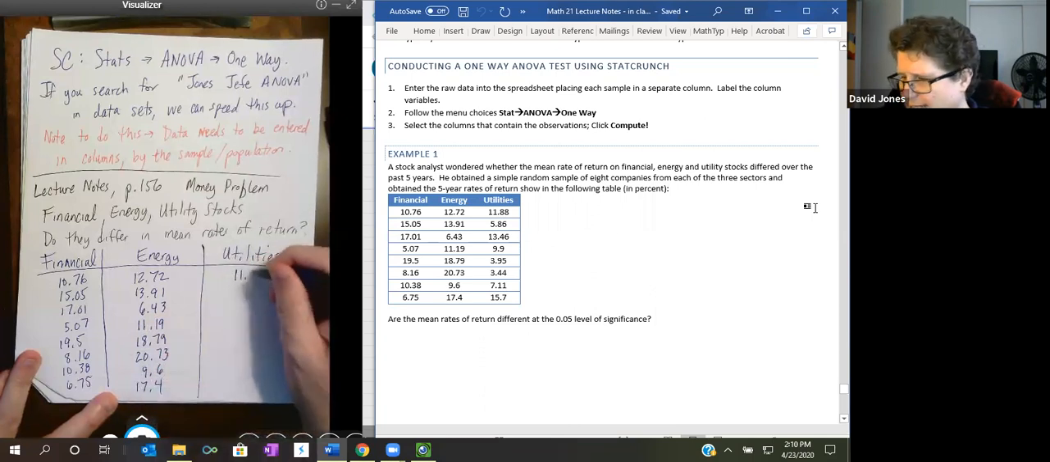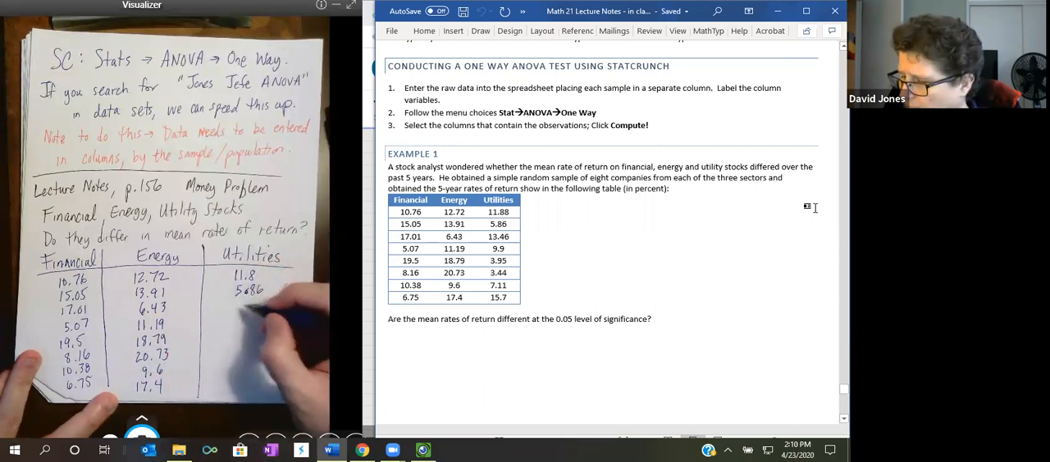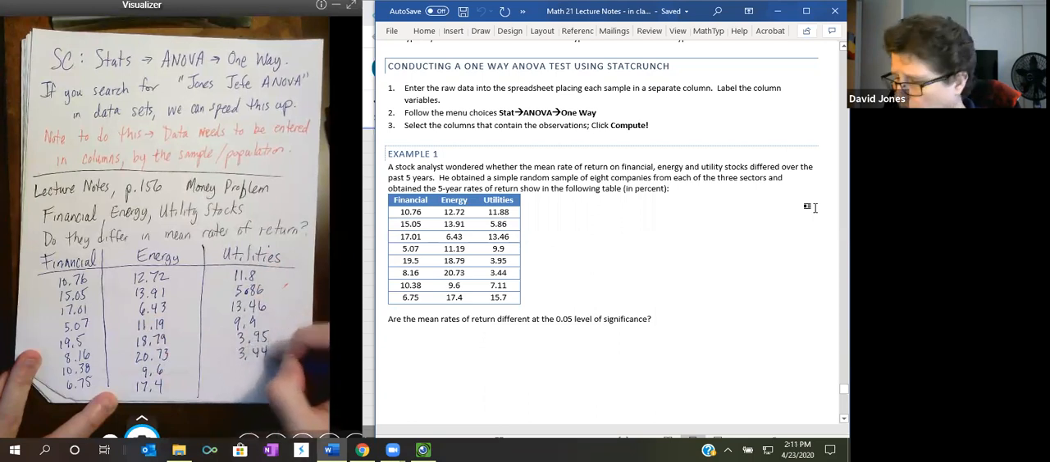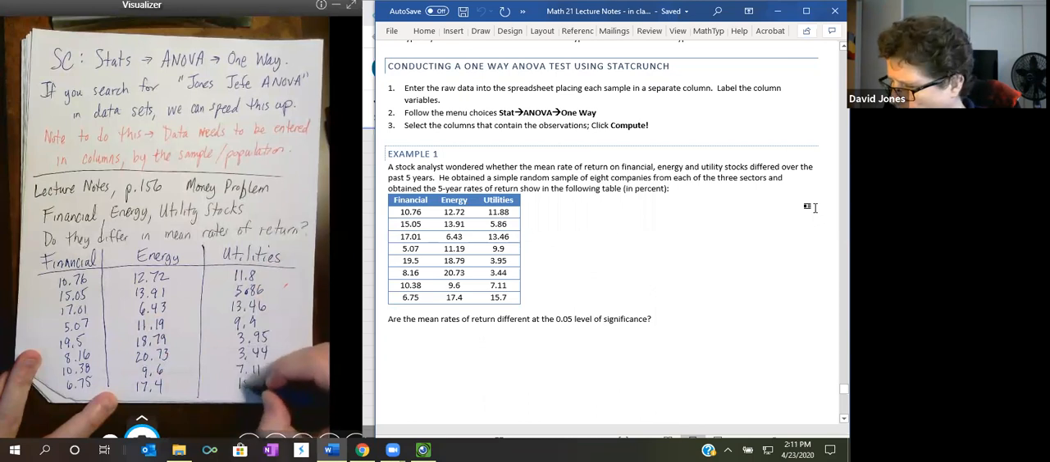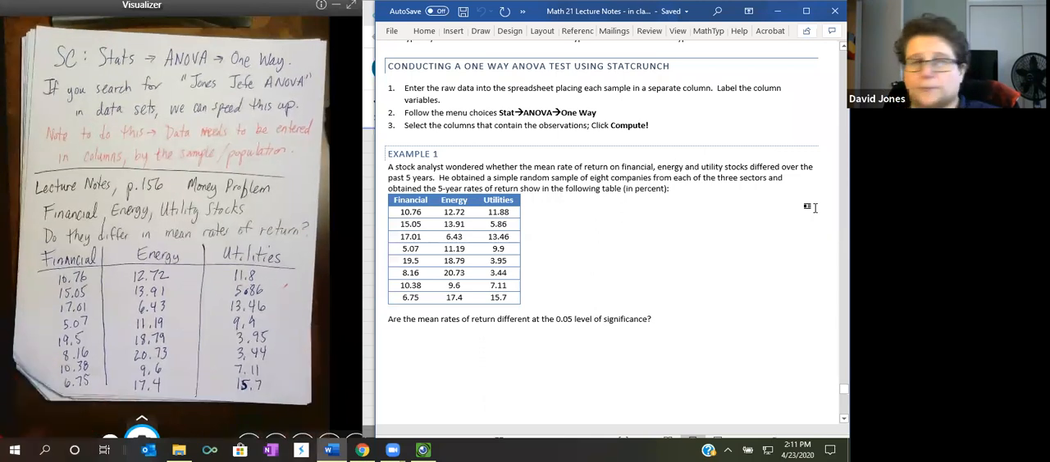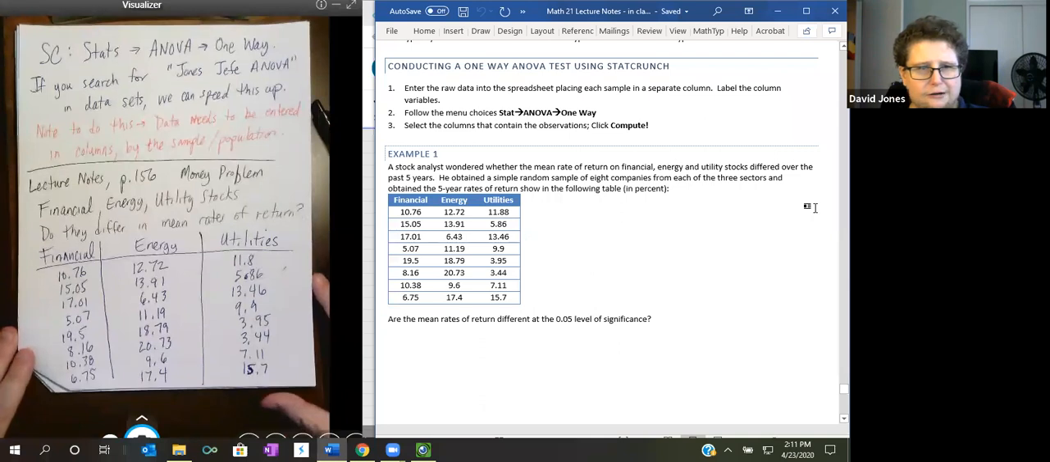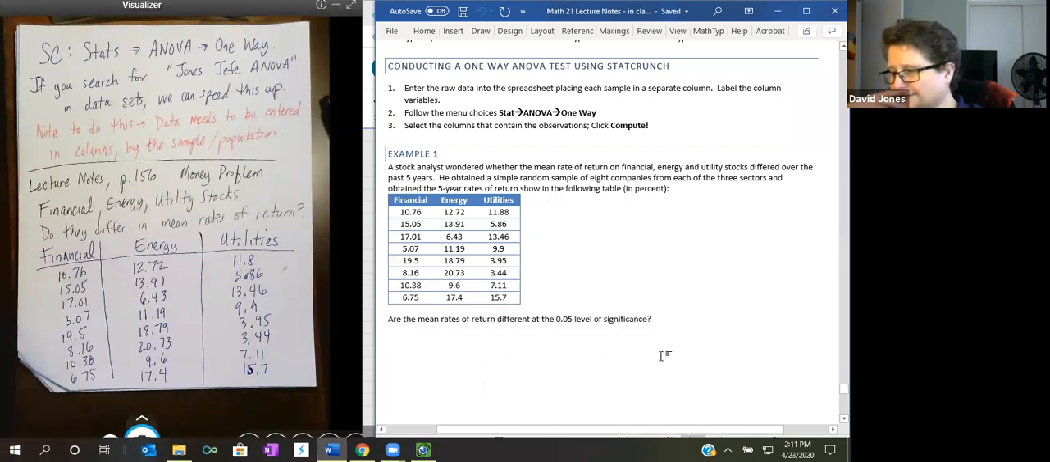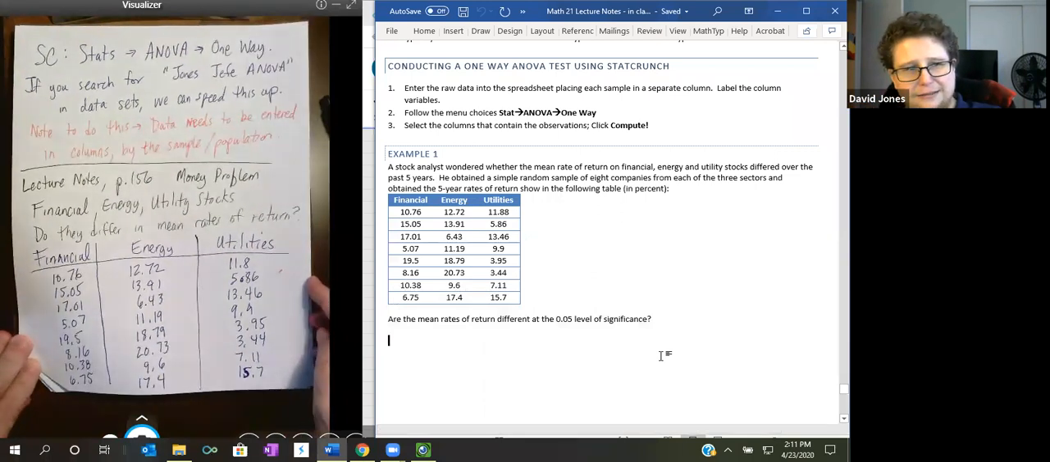And finally, utilities. Okay. So those are our groups. There are 8 from each category. And the question is, are the mean rates of return different at the 0.05 level of significance? So pause that if you need to write them down.